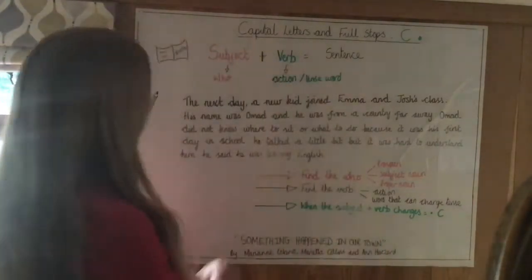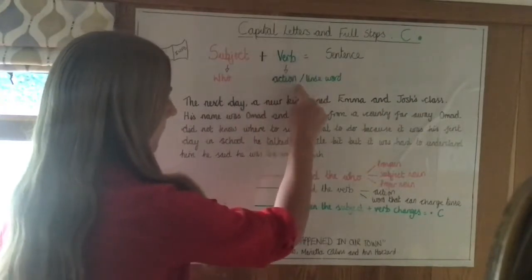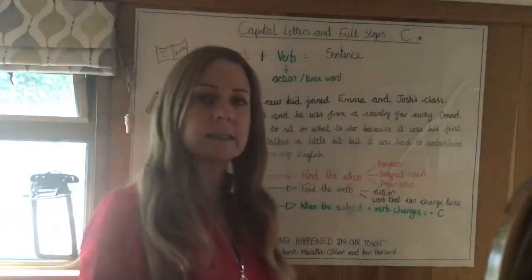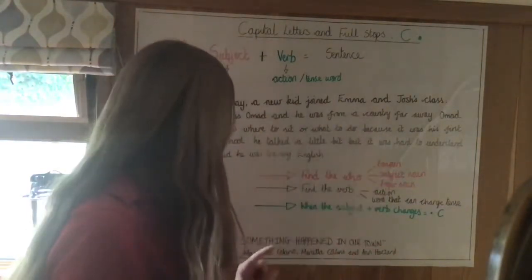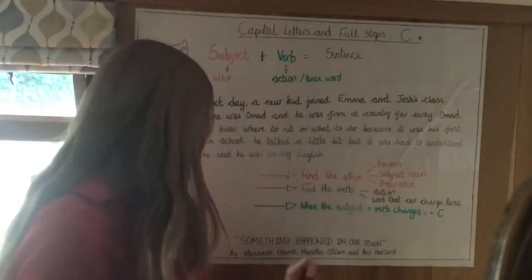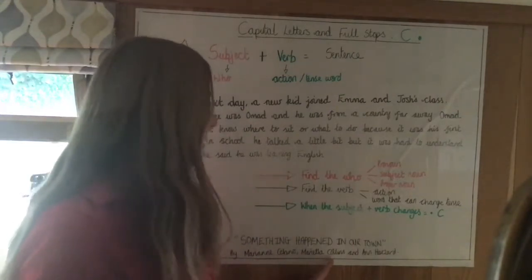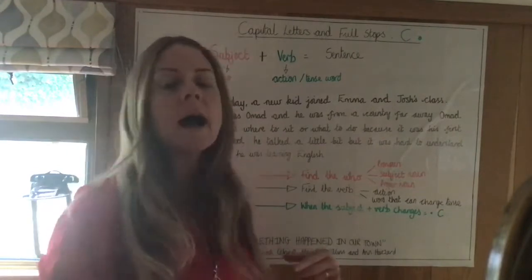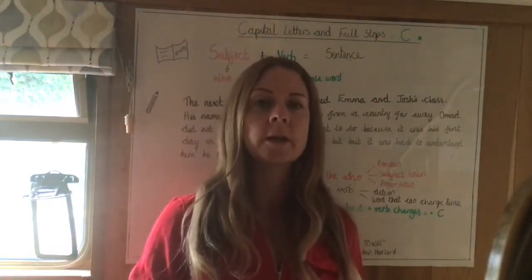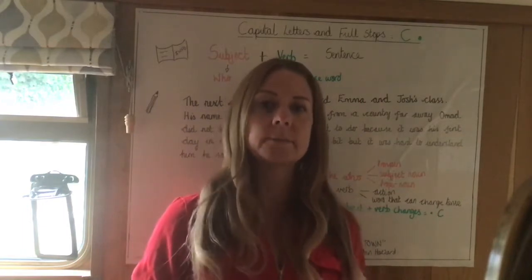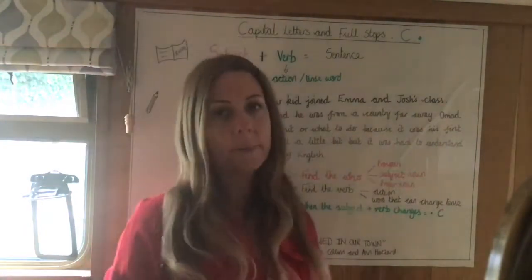So remember, a sentence is a subject, a who, plus a verb. So here is our first sentence. Now these sentences are taken from the book called Something Happened in Our Town, written by Marianne Celano, Marietta Collins and Anne Hazzard. It's a really beautiful story to share with your children about the anti-racism message. So I've taken all my sentences from that book.